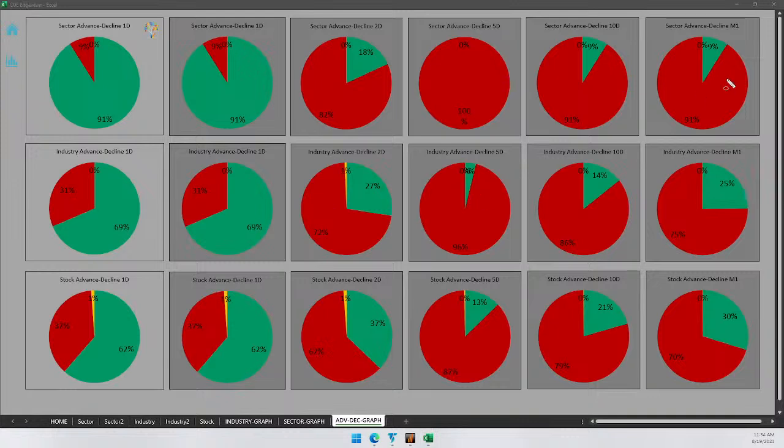This is another invaluable piece of the insights that help me decide preferred trading direction. That is the sector industry stock advanced decline breadth from 1 month to 1 day and during market hours in real time.